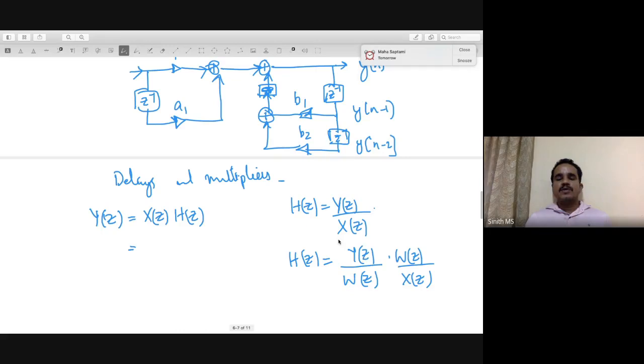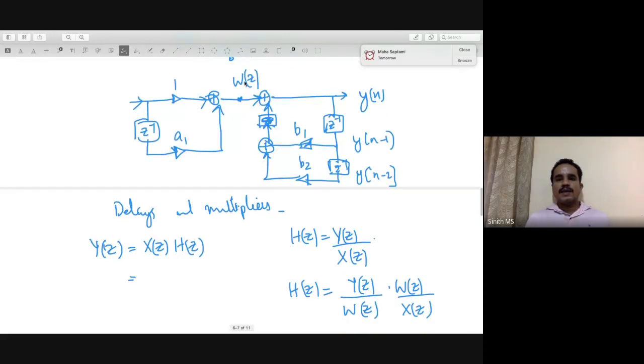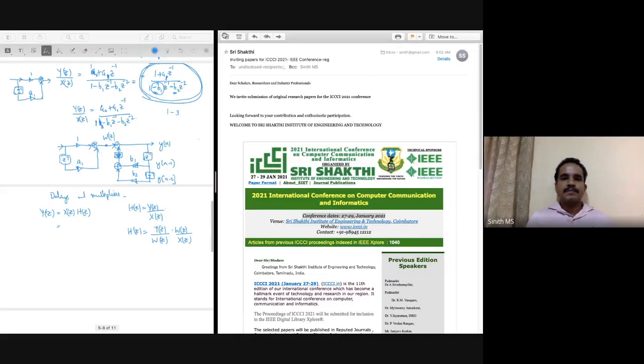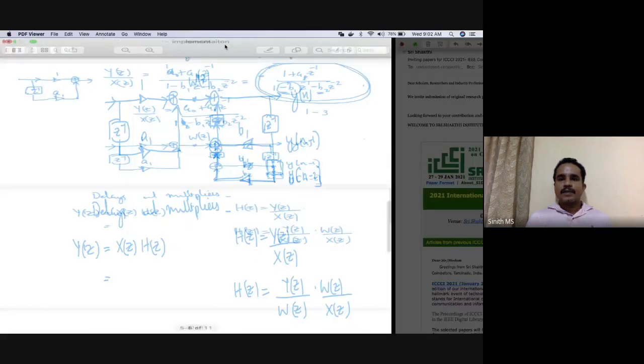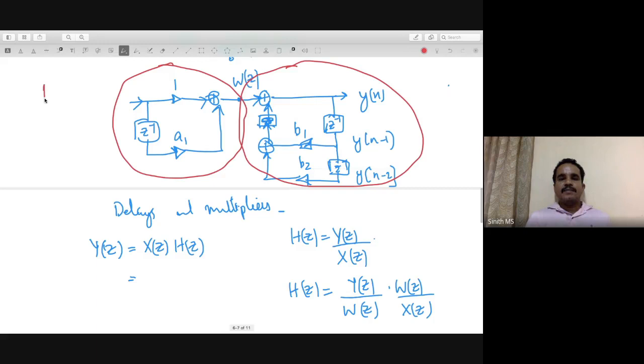where this will cancel. So what will be this W set? It will be the frequency domain representation of the signal at this point. So from this, Yz by Wz will give the transfer function of this small region. So this region has a transfer function Yz by Xz. Similarly, this portion has a transfer function Wz by Xz. Okay. This portion has a transfer function Yz by Wz. So if you multiply these two, what you're going to get is Yz by Xz.